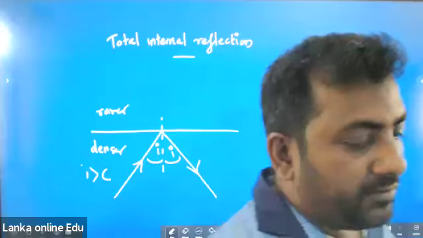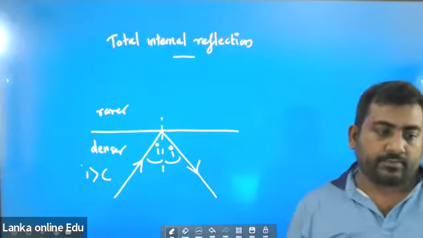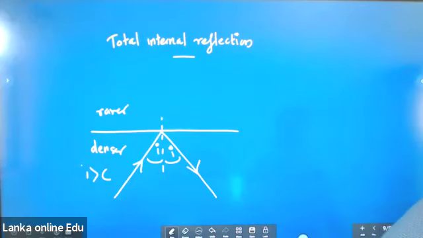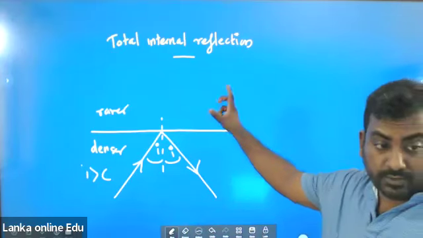When light rays travel from a denser medium to a rarer medium, if the angle of incidence is greater than the critical angle, total internal reflection will take place. Right now.